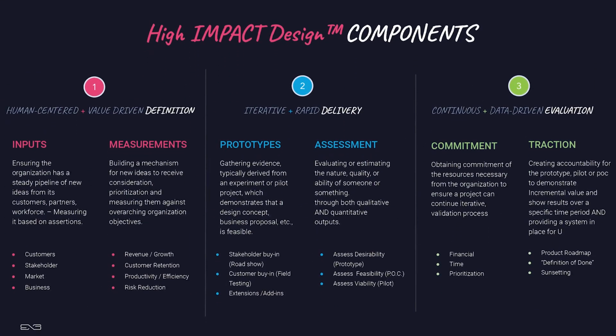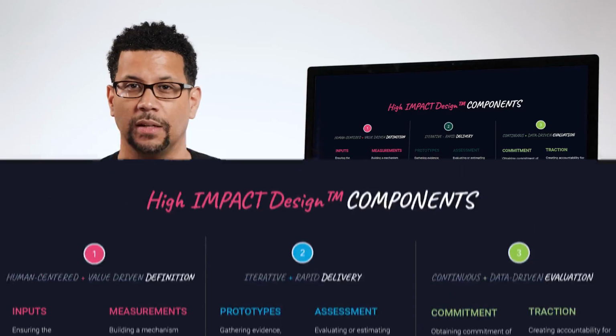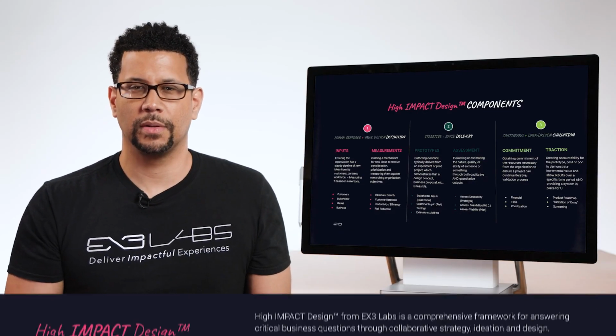There are three major pillars of high-impact design. First, human-centered and value-driven definition. Second, iterative and rapid delivery. And third, continuous and data-driven evaluation. The word impact is an acronym for inputs, measurements, prototypes, assessment, commitment, and traction. Let's dive into the meaning of each of these and how they map to the pillars.